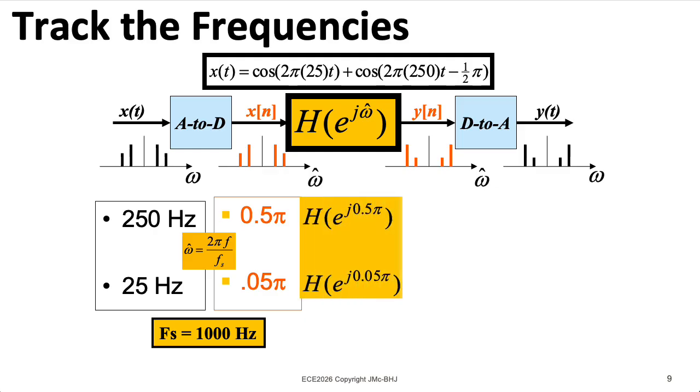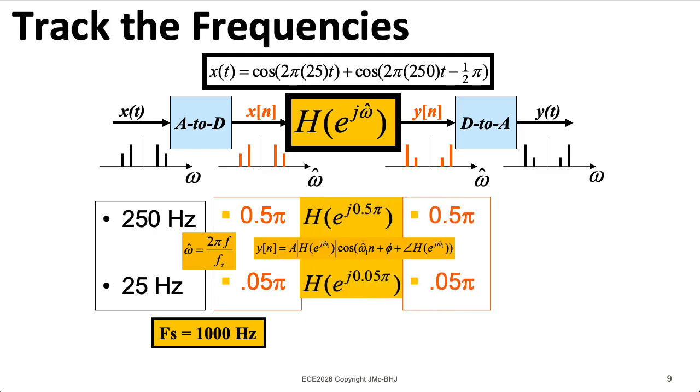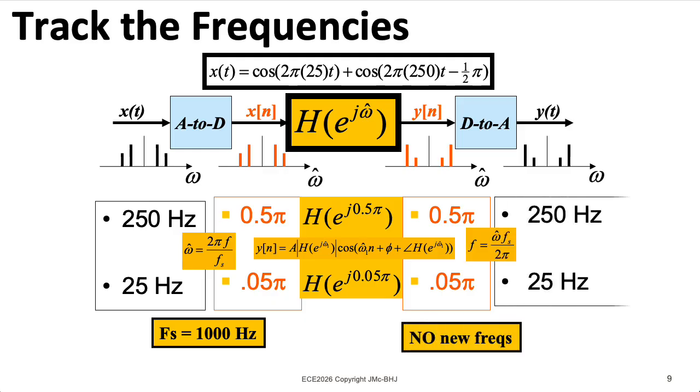And now we look at the frequency response evaluated at 0.5 pi and 0.05 pi in order to figure out what happens to the amplitudes and phases of the sinusoids going through. Notice that no new frequencies are created, and to take the hat back off, we multiply by the sample rate, and to express it in hertz, let's divide by 2 pi. So assuming you didn't have to worry about aliasing, the frequencies that came out were the same frequencies that went in. They just have possibly different amplitudes and phases.